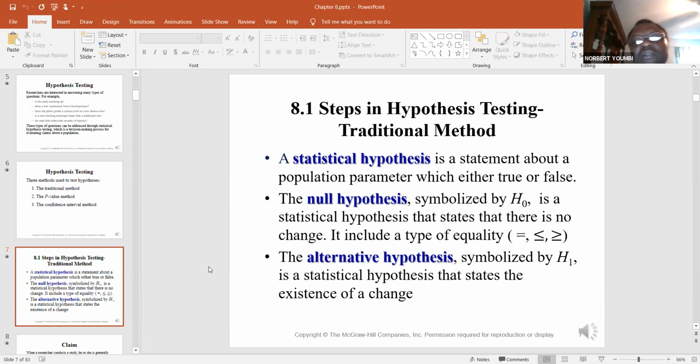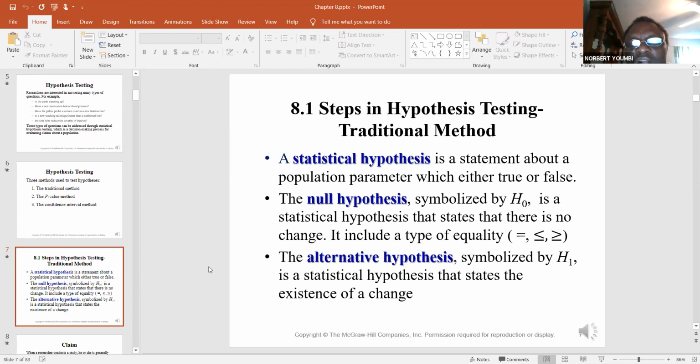So the null hypothesis is one of the hypotheses involved in hypothesis testing. It is the hypothesis that states that the parameter has not changed. This issue of no change is expressed by equality, in the sense that you say a parameter is equal to, less than or equal to, or greater than or equal to. Sometimes expressions such as the parameter is at least, or the parameter is at most, are used to mean the null hypothesis.